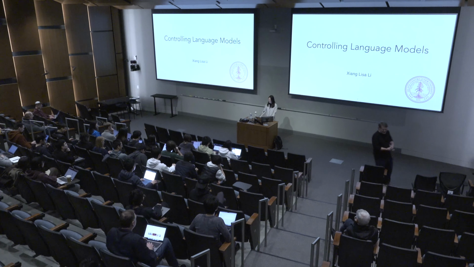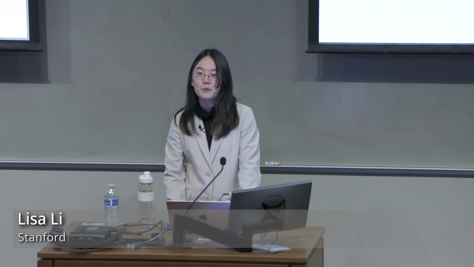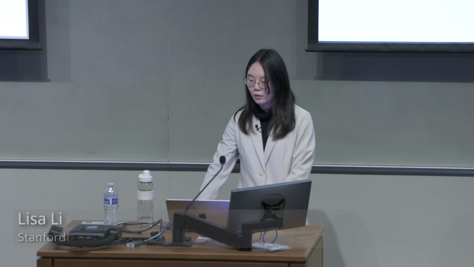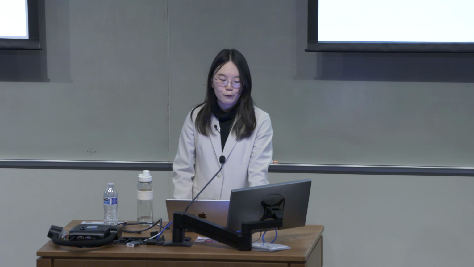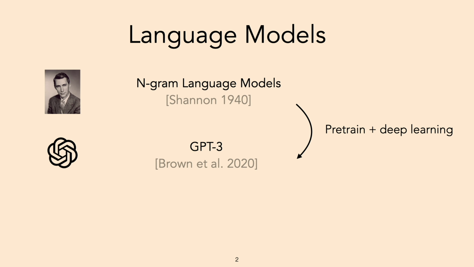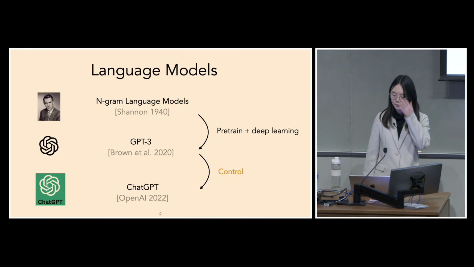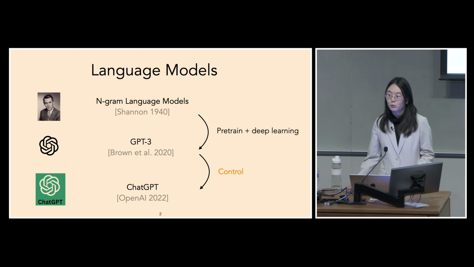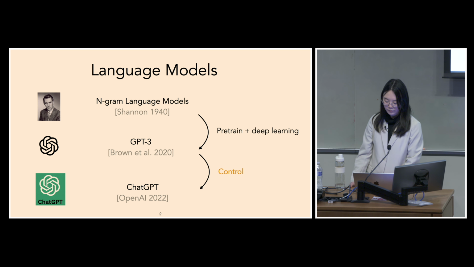Hello, everyone. Today, I'll talk about controlling language models. So language models are probabilistic models over a sequence of strings. And they have actually been around for a while, from Shannon's Markov model in 1940s to large-scale pre-training with GPT-3. The popularity of language models really surged with ChatGPT. But why did ChatGPT suddenly take off? It is because we can finally control these pre-trained language models to do useful tasks.